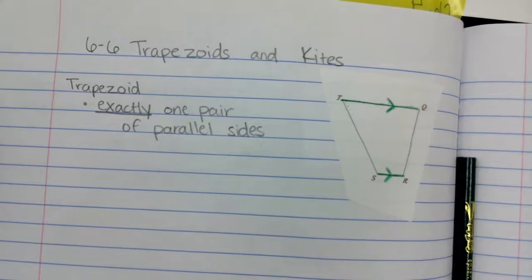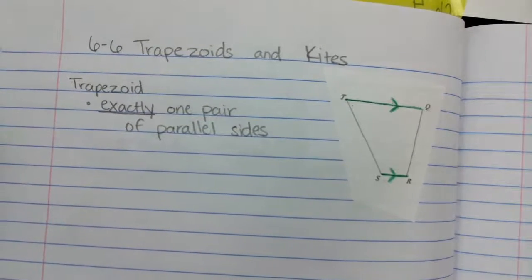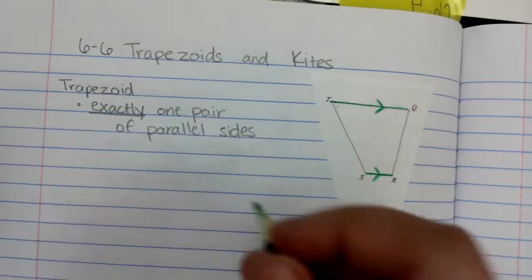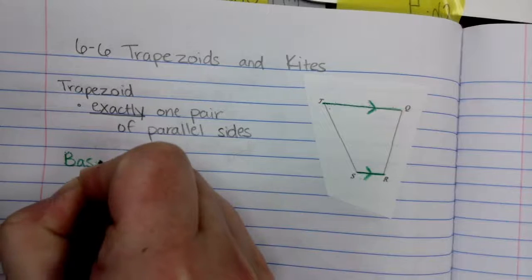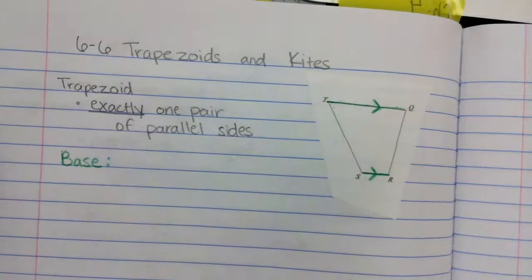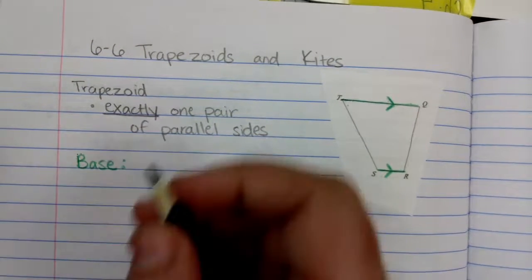And we call those sides that are parallel the base. Okay, so the base of the trapezoid are the sides that are parallel.